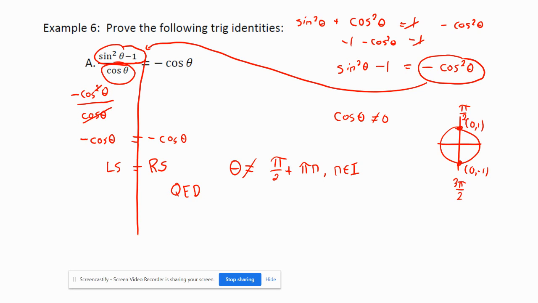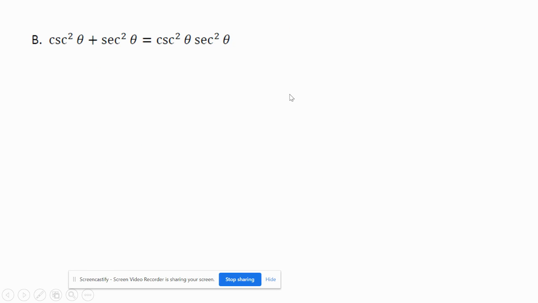All right. So guys, this unit takes a lot of practice, and you need to be really crisp with your factoring skills and your fraction skills in general as well. Okay, so cosecant squared plus secant squared equals cosecant squared times secant squared.